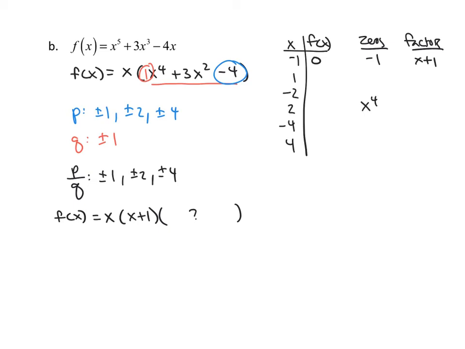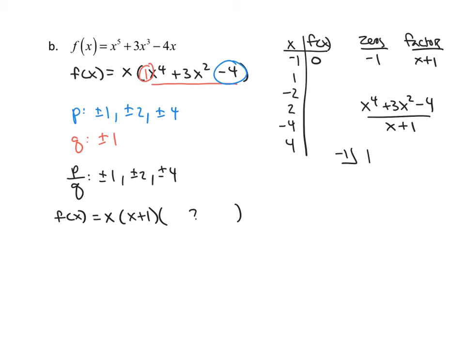by x plus 1. So I put the 0 in the corner, -1. I list the coefficients of x to the 4th plus 3x squared minus 4, and the coefficient of x to the 4th is 1.